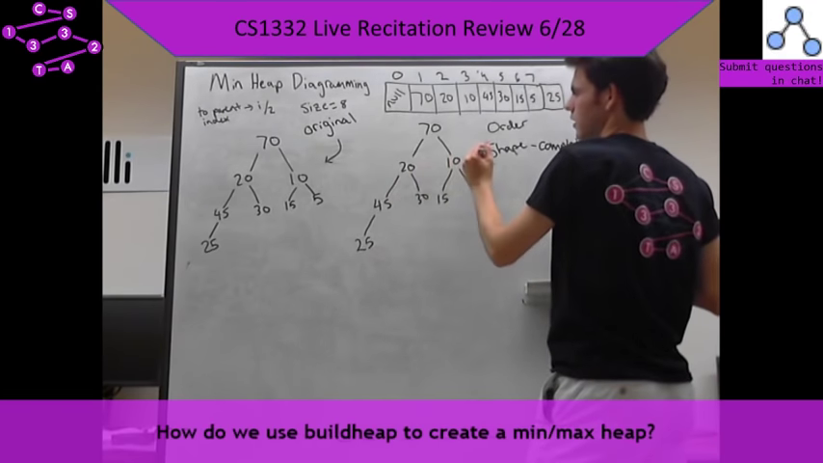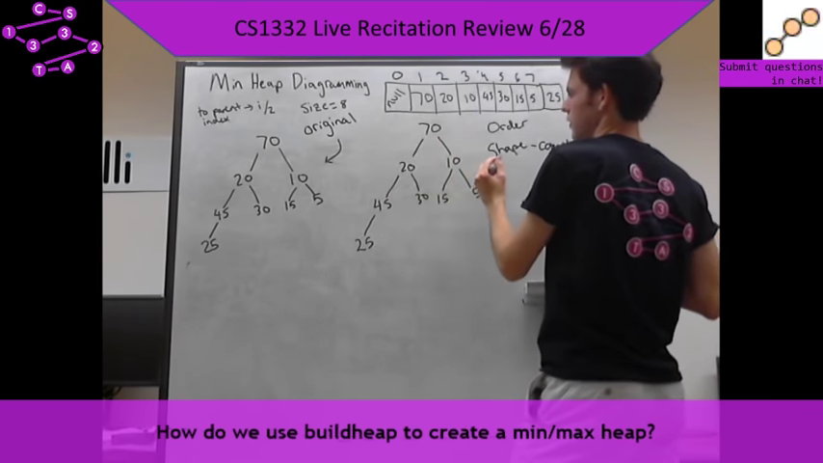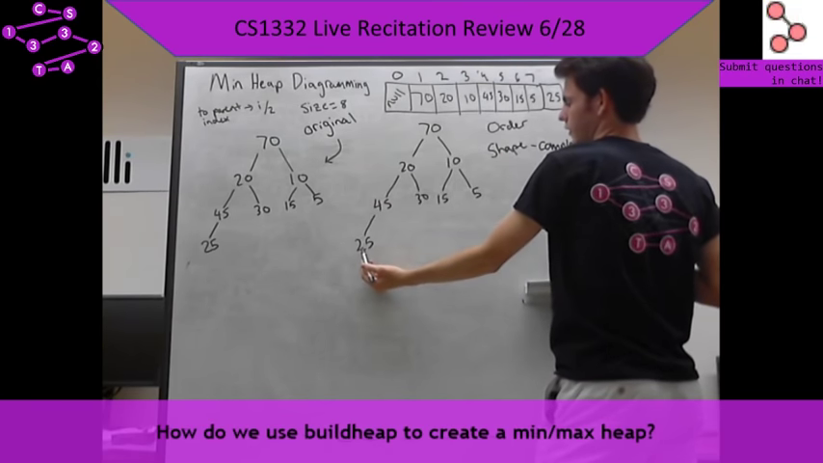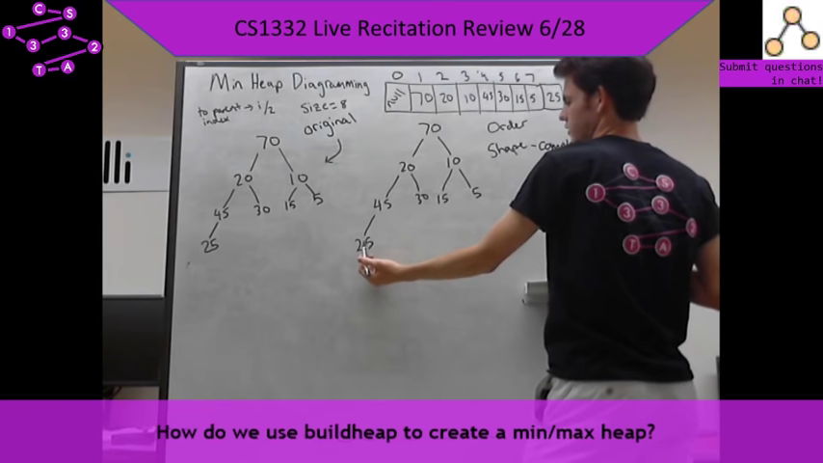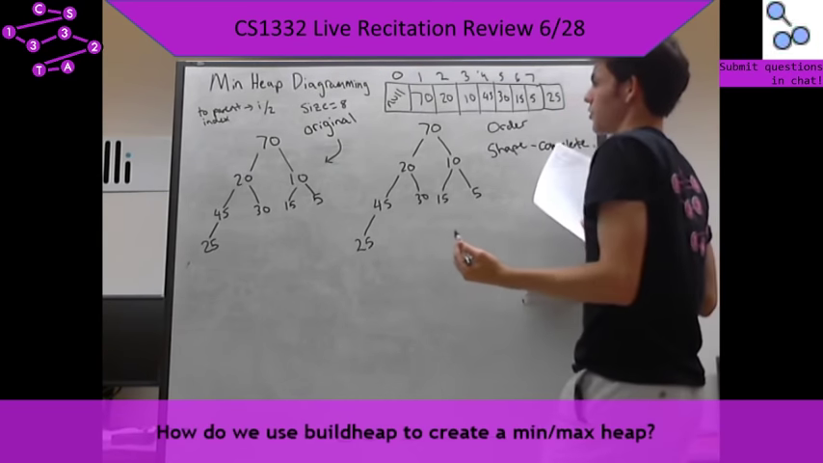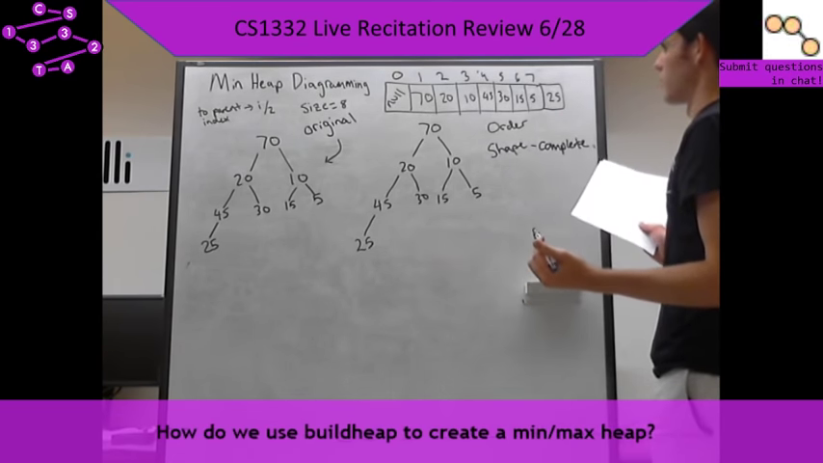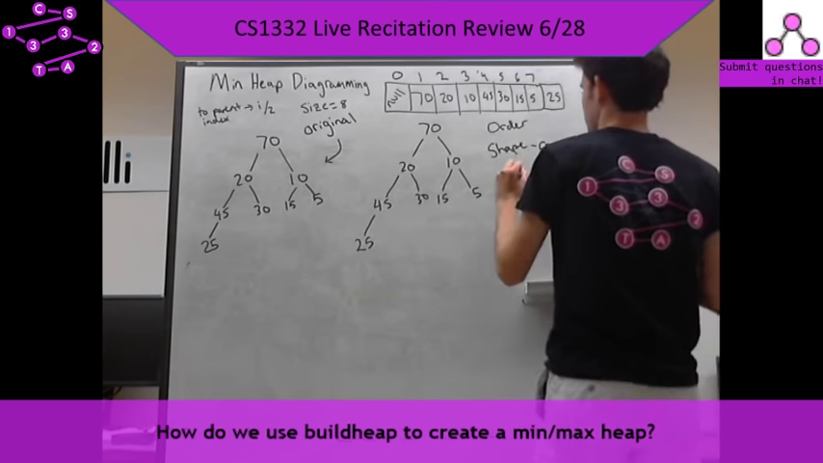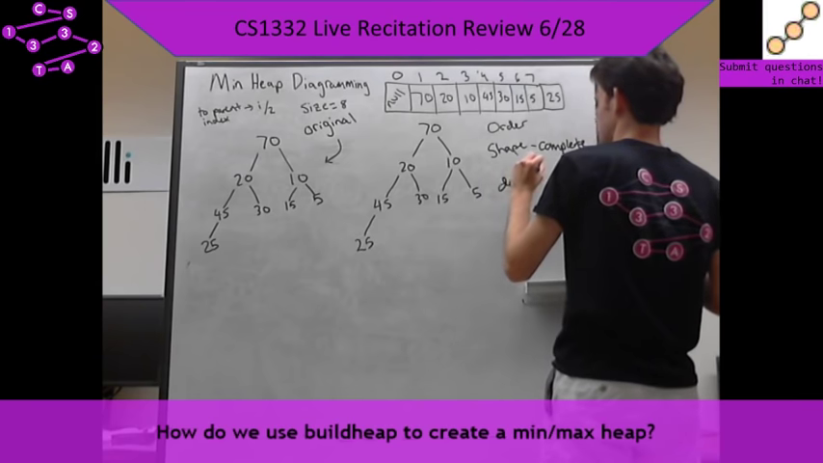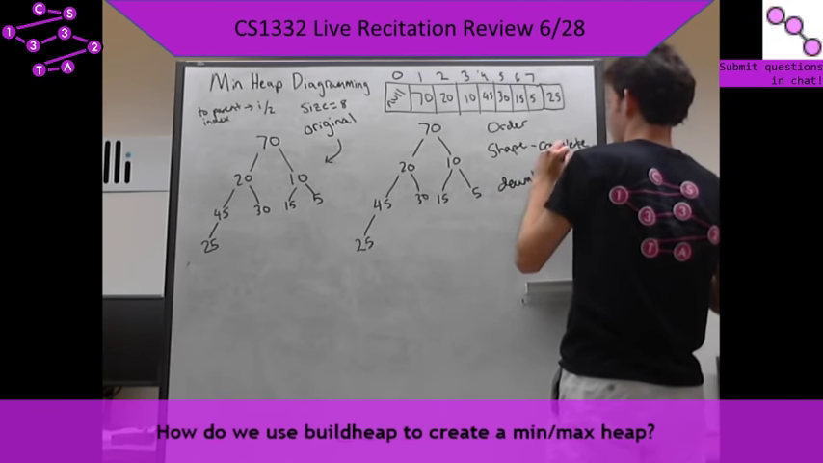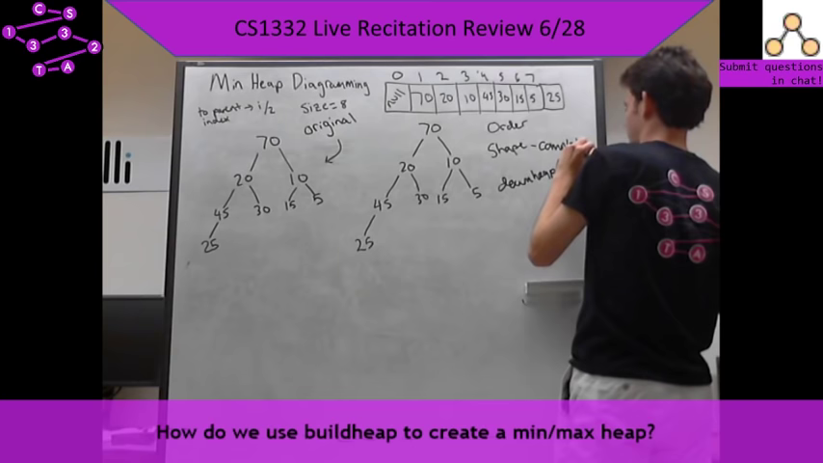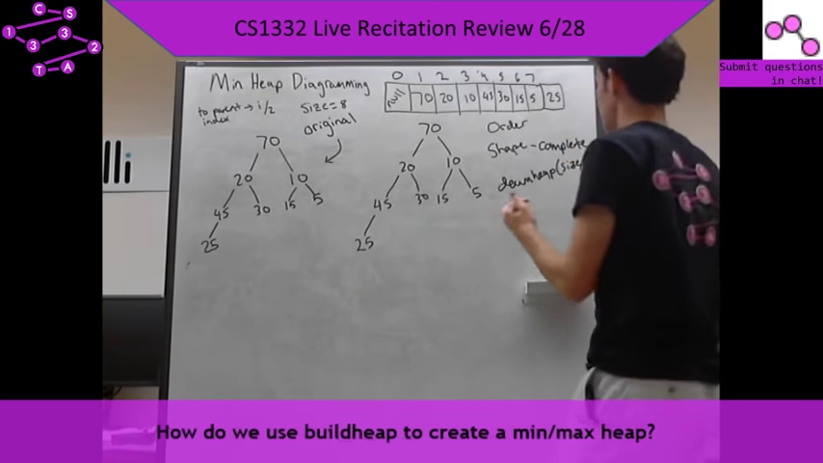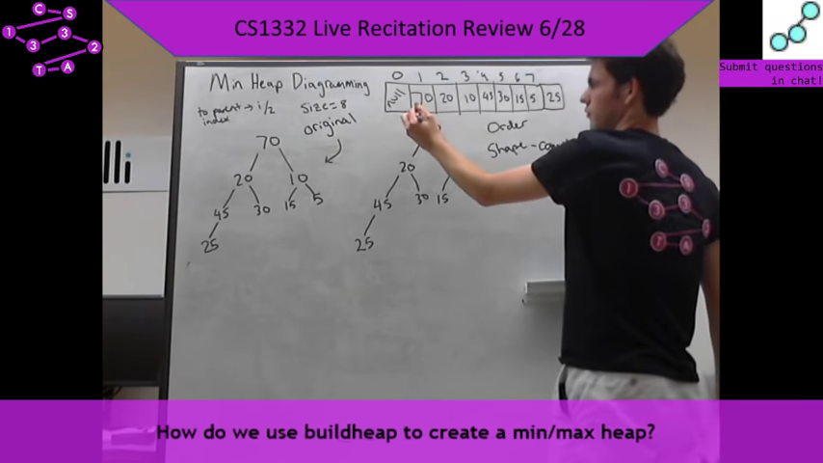So you can see that everything on this level is complete. This one's complete, this one's complete, and here the only node that exists is filled from left to right. So when we're doing build heap, what we're really doing is down heaping from index size divided by 2, and then we just decrement all the way through to the root.